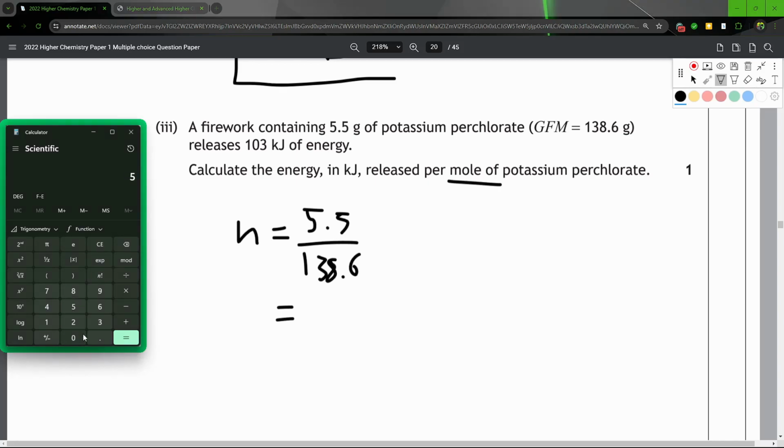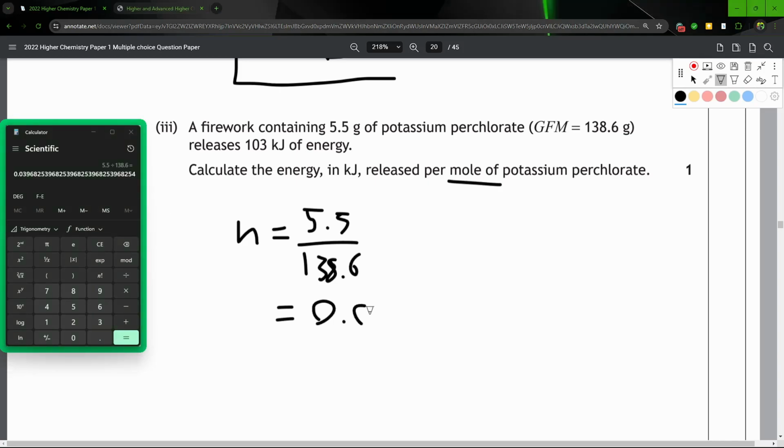What we get there, 5.5 divided by 138.6. When I get this number, this is how many moles there are, so it's roughly 0.04, but we'll put dot dot dot to say that. Always remember to store your numbers in your calculator and round at the end. Okay, so that means we can divide this by this, and we'll get the amount of energy released by 1 mole of potassium perchlorate.